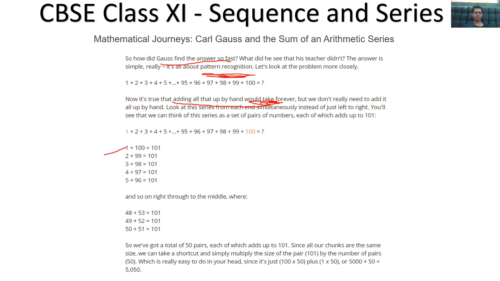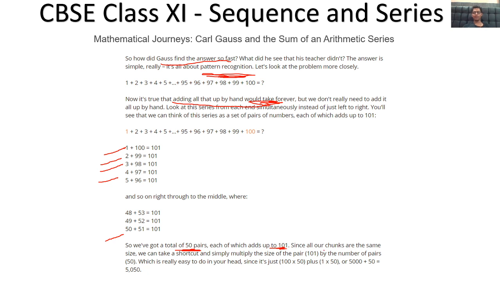We add 1 plus 100, it's 101. We add 2 plus 99, we have 101. We have 3 plus 98, we have 101. We have 4 plus 97, we have 101. So on and so forth till the middle, that is 50 plus 51, we have 101. So we have a total of 50 pairs, each of which adds up to 101.